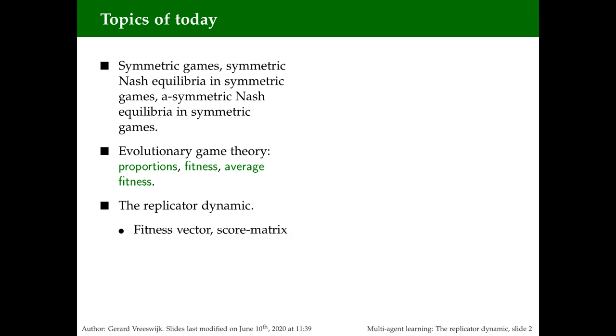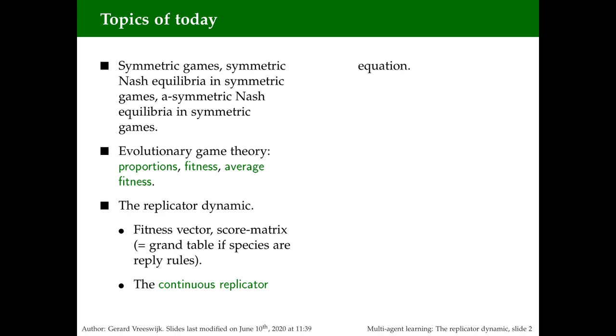Discuss the concept of fitness vector and score matrix, which is the ground table. If the species of the replicator dynamics are reply rules, then we talk about the ground table rather than of a score matrix. And we discuss the continuous replicator equation, which is the most famous instantiation of the replicator equation. We discussed the discrete replicator equation, that is the replicator equation which you are going to work with in the programming assignment, because computers are only able to deal with discrete entities by nature.